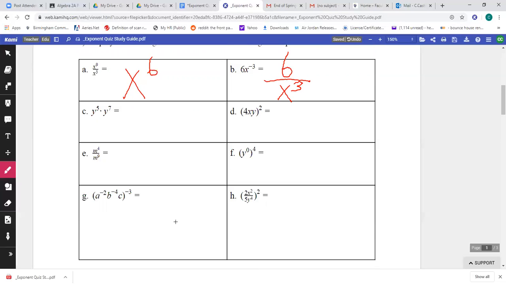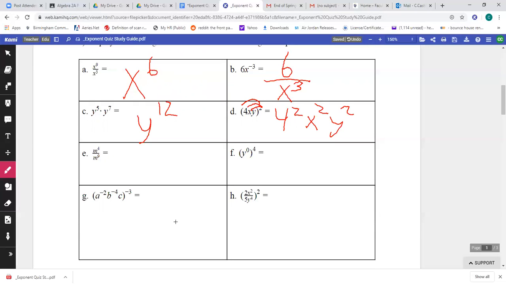C should be a really simple problem. If you are multiplying, you just add the exponents. So 5 plus 7 is 12. D, once again, this was a heavily missed question on the homework. This 2 needs to go into each of these things here. So this will become 4 squared, x squared, y squared.